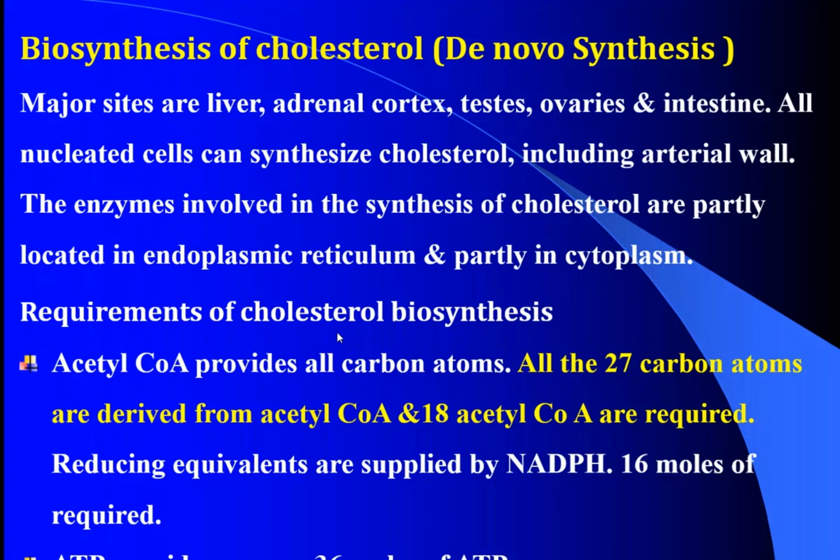Now to see the biosynthesis process, there is the de novo synthesis process, a very important term. The major sites are the liver, adrenal cortex, testes, ovaries, and intestine; all nucleated cells can synthesize cholesterol, including the arterial wall. The enzymes involved in cholesterol synthesis are partly located in the endoplasmic reticulum and partly in the cytoplasm. Acetyl-CoA provides all 27 carbon atoms, and 18 acetyl-CoA are required here. It also requires a reducing equivalent supply of NADPH, and 16 molecules are required.